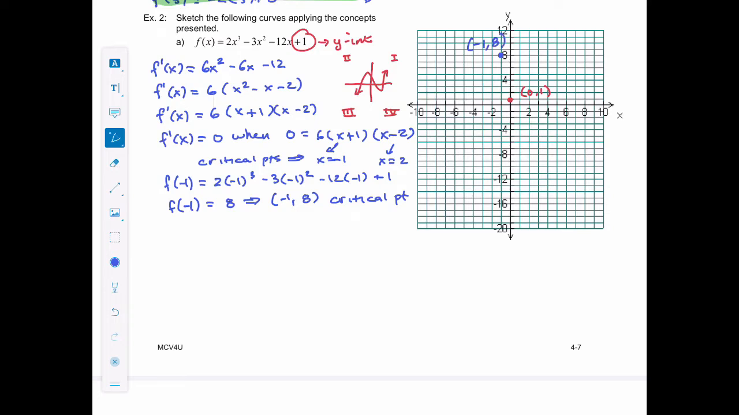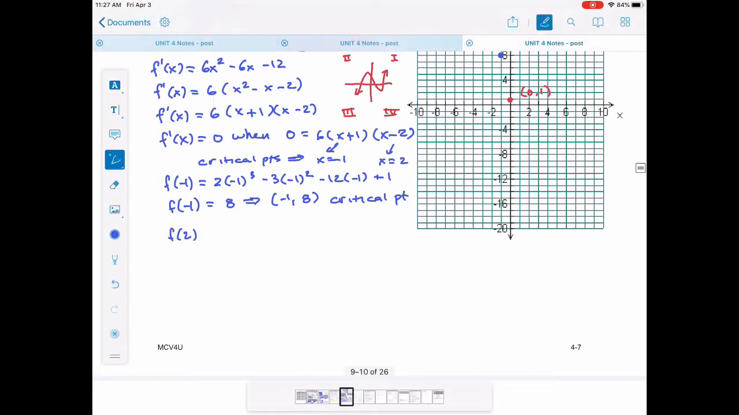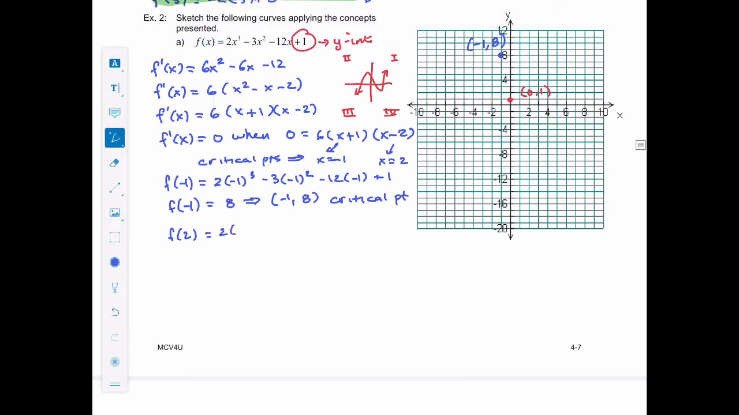And do the same thing for the next point, which was 2. So f of 2 is equal to 2 times 2 cubed minus 3 times 2 squared minus 12 times 2 plus 1. And if I push it by my calculator, I get f of 2 is equal to -19. So we have 2 and -19 as being another critical point. So 2, -19, and plot it on the graph. It's right down there. So we have 2 and -19 as my second critical point.